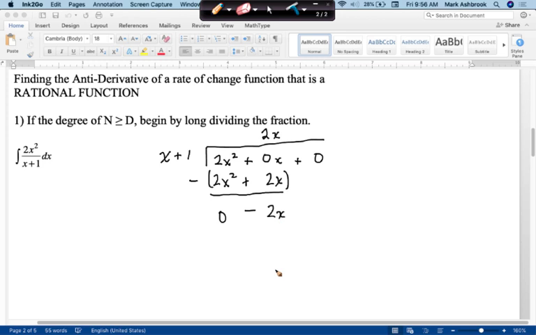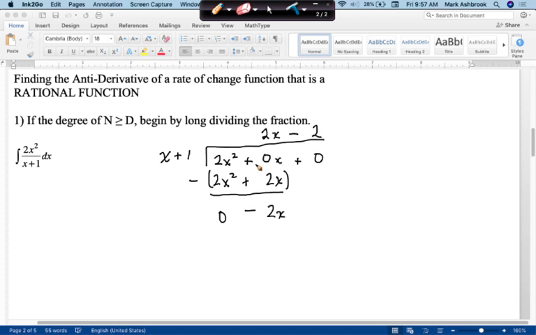And then we ask again, what do I multiply x plus 1 by to get minus 2x as my first term? I'm going to multiply this by minus 2, right? Minus 2. So that's a constant. It'll go in the constant column.